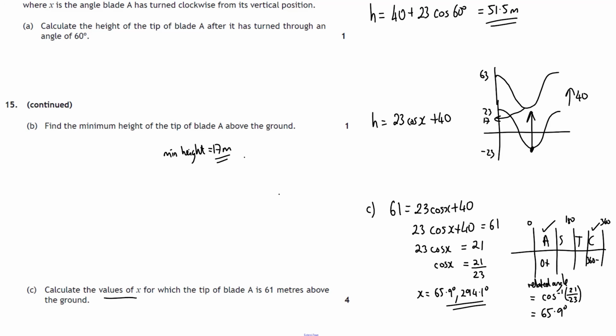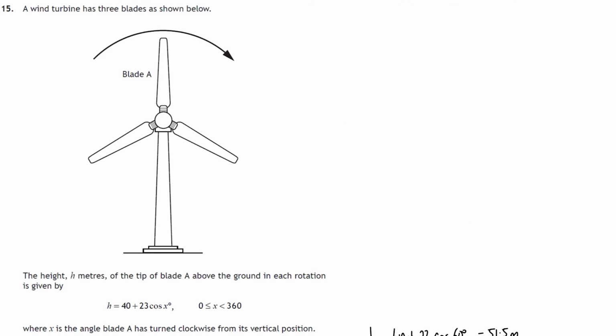Okay, let's just double check. I think that's the last question, but let's just double check. Yes, that's us finished. So that was the 2017 National 5 paper.